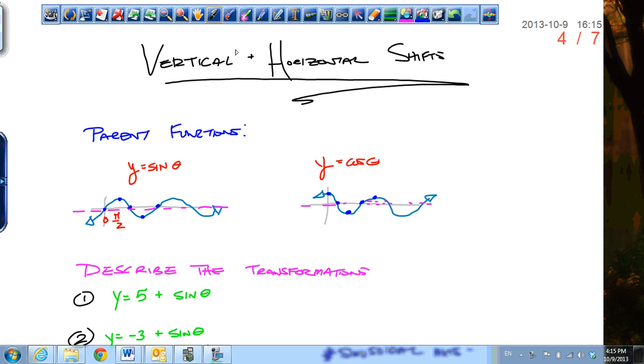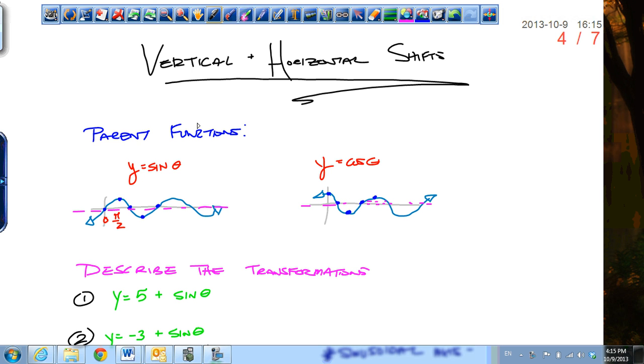Today's lesson is about vertical and horizontal shifts of sine and cosine. Next time when we actually take notes, as far as shifting goes, we will be doing a lot more stretching and compressing, in addition to shifting as well. So we're breaking this down over a couple of days, making sure we master this before we move on. First thing I have down is the parent functions.